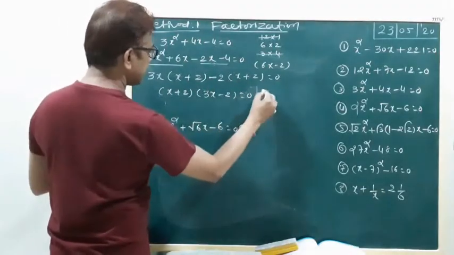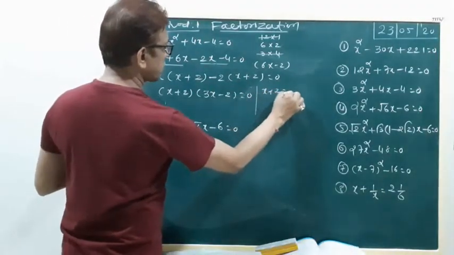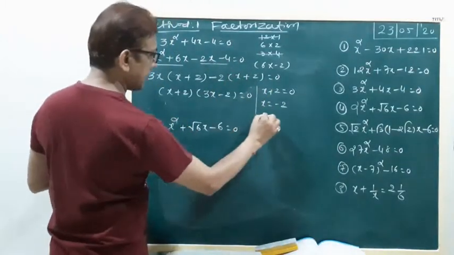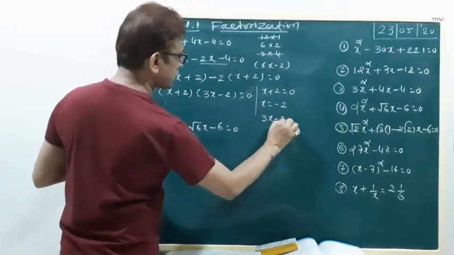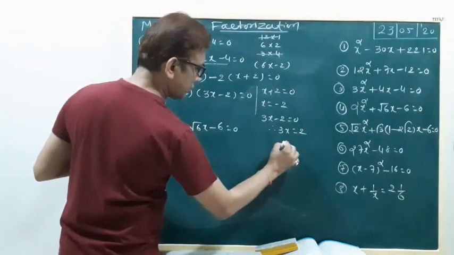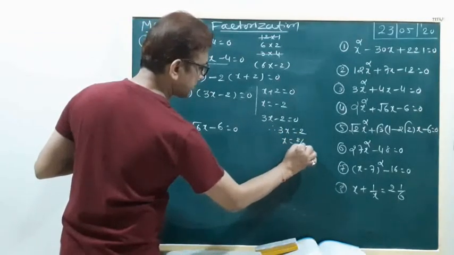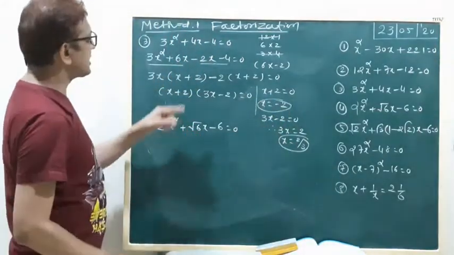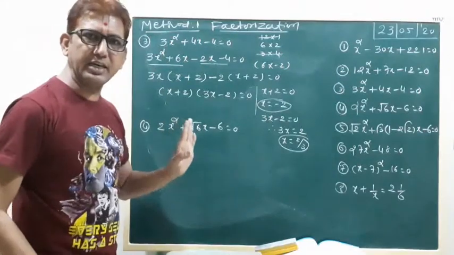Now it's given 0. x plus 2 equal to 0, x equal to minus 2. Okay. And 3x minus 2 equal to 0. Therefore 3x equal to 2, therefore x equal to 2 by 3. So these two answers are the solution of this quadratic equation.